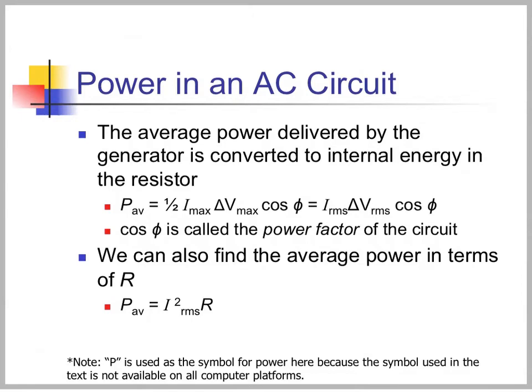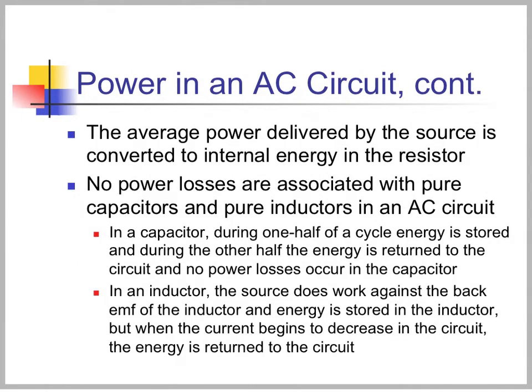The average power delivered by the source is converted to internal energy in the resistor. No power losses are associated with pure capacitors and pure inductors in an AC circuit. In the capacitor, during half the cycle, energy is stored, and the other half, energy is returned to the circuit, and no power losses occur in the capacitor.